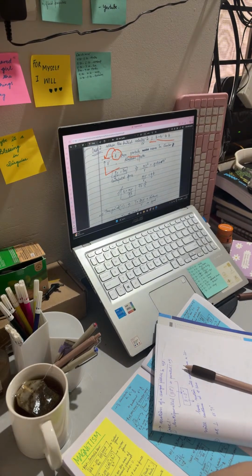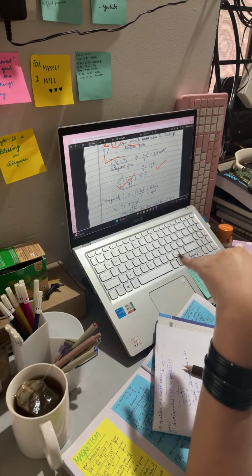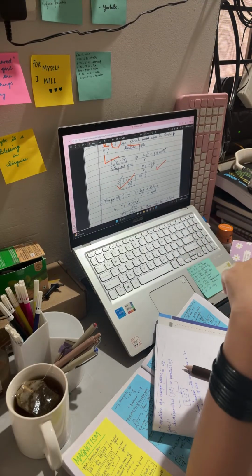Correct? So from here v and v get cancelled and you get mv upon r is equal to qB, and from here the value of r is mv upon qB. This is important. How to find the time period? Time period is distance upon velocity. Distance here, because it is going in a circular path, is 2 pi r, upon velocity.